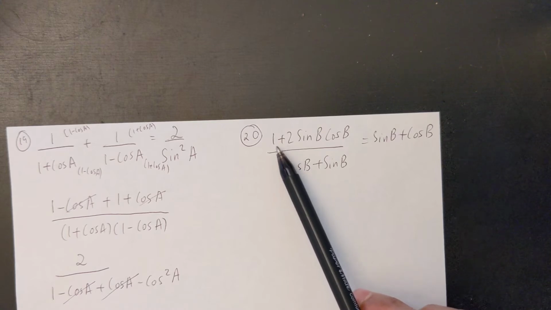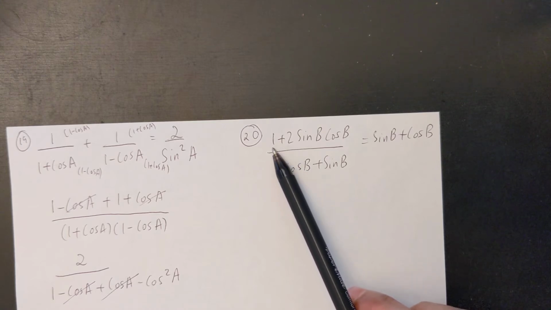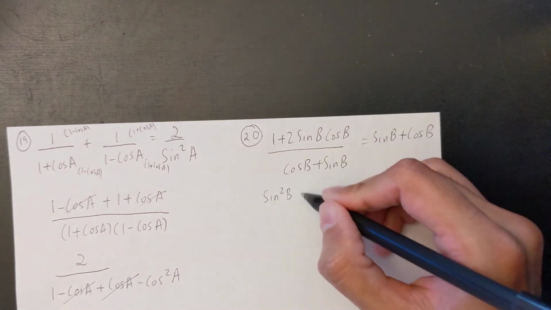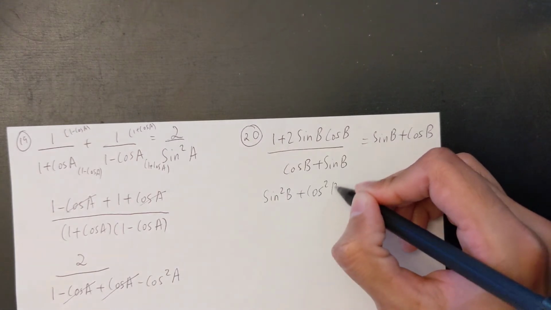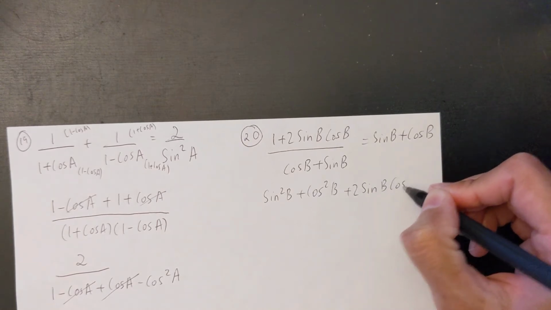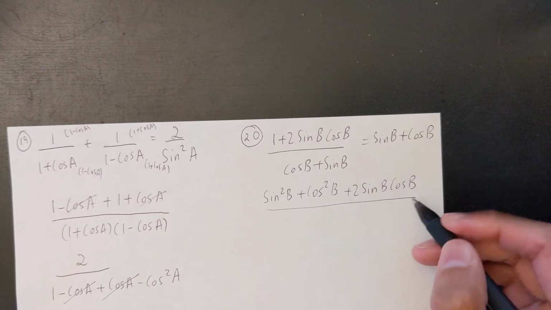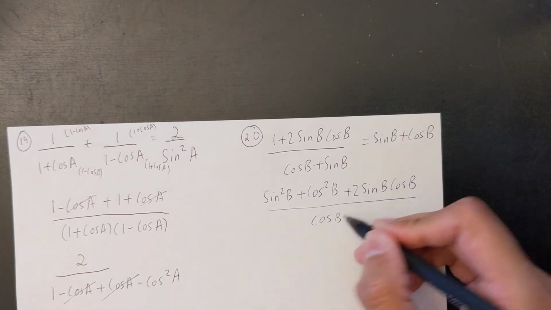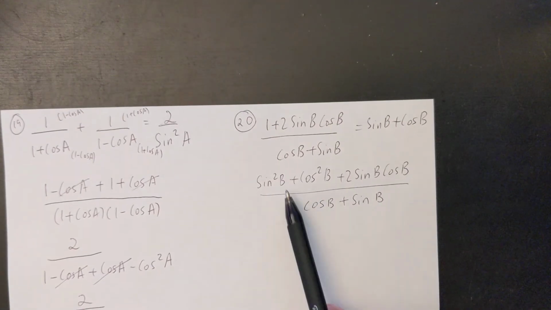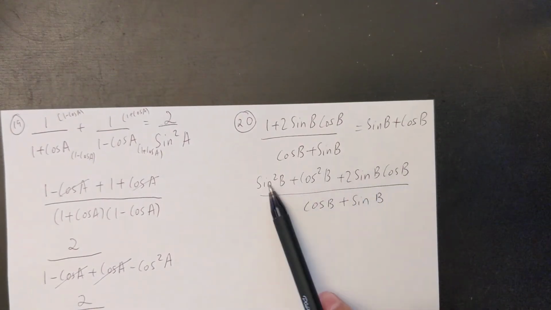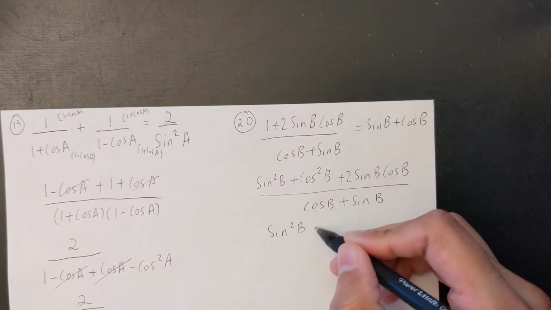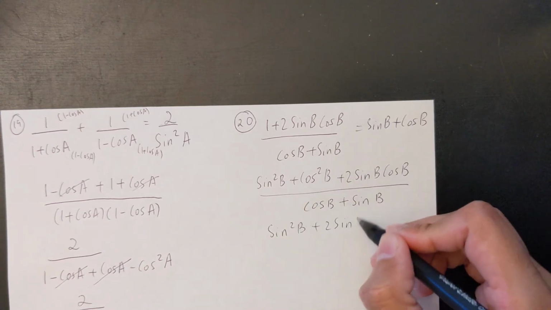Now what you need to be able to recognize is that 1 can be changed into sine square B plus cos square B. I'm going to touch the bottom, it's going to stay the same. So now what do I do with this on the top? I'm going to rewrite it in a slightly different way. I'm going to move the cos square B to the end.